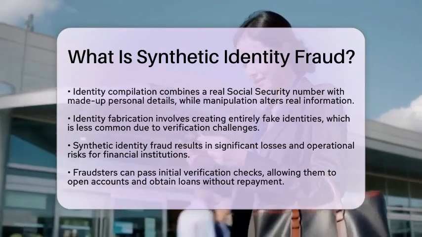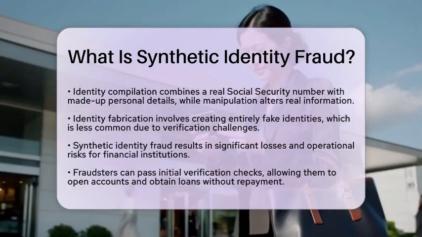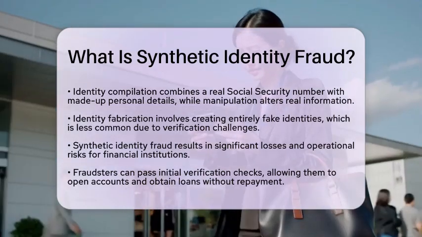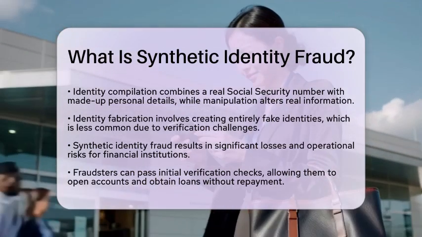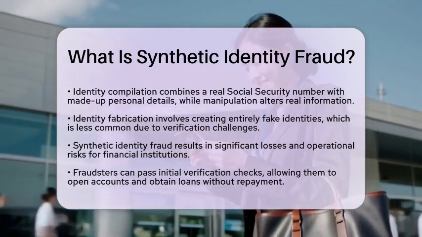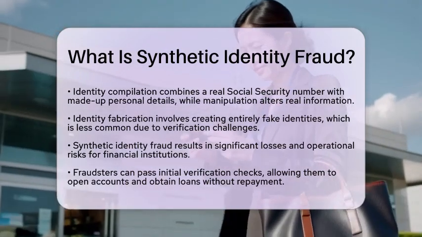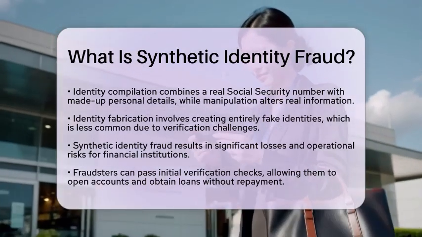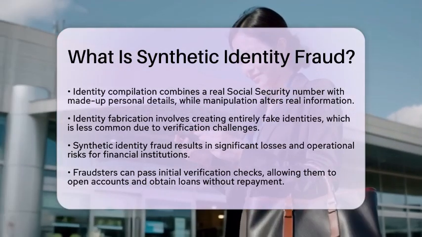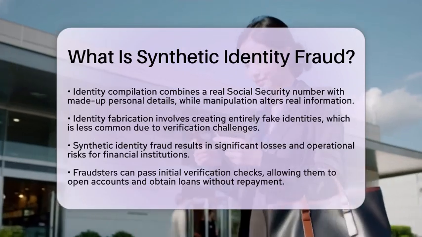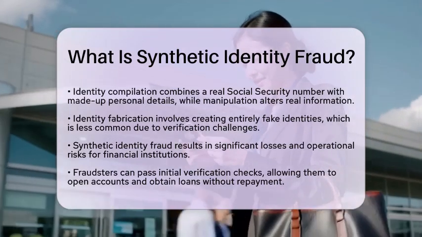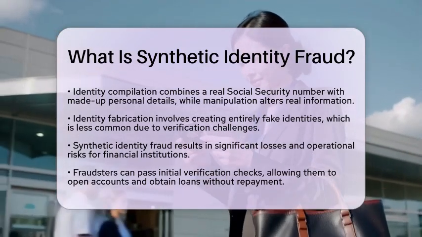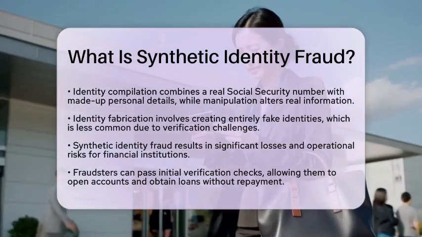For financial institutions, synthetic identity fraud leads to significant losses and operational risks. These synthetic identities can pass initial verification checks, allowing fraudsters to open accounts, obtain loans, or make purchases that are never paid back. To combat this type of fraud, banks and credit unions need to use advanced verification techniques. This includes using analytics, cross-referencing multiple data sources, and monitoring for unusual account behaviors over time.